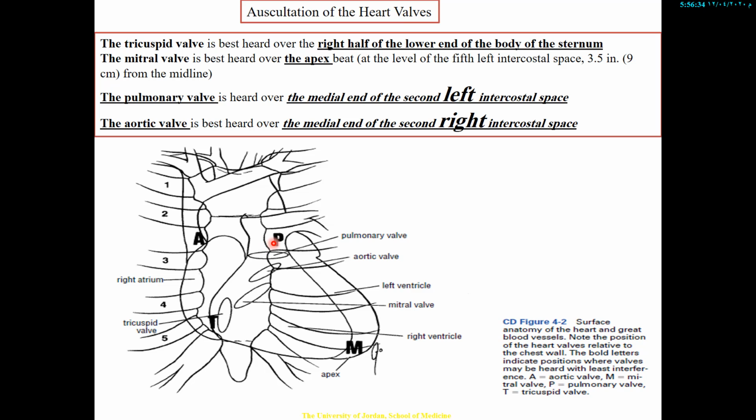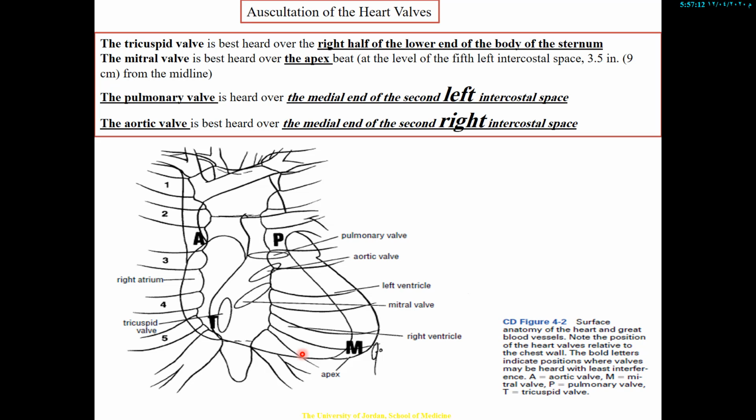So you just need to understand that in the second intercostal space, to the right is the aortic valve, to the left is the pulmonary valve, the mitral on the apex, and the tricuspid in the lower half of the body of the sternum. These are the main points that you are not allowed to carry on to the next step without solid knowledge of where to place your stethoscope.